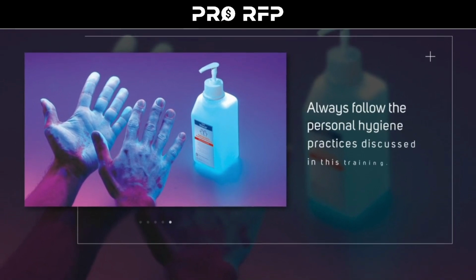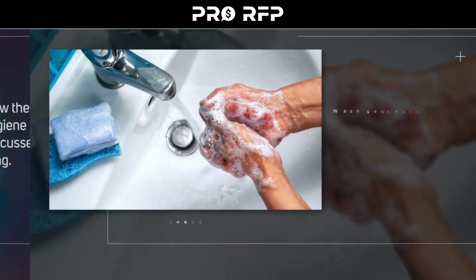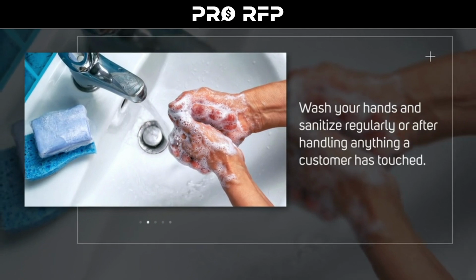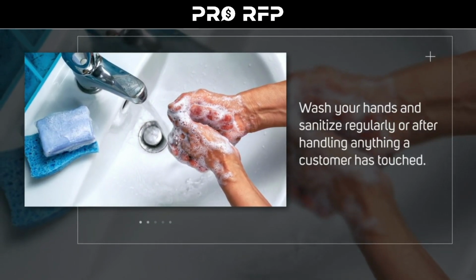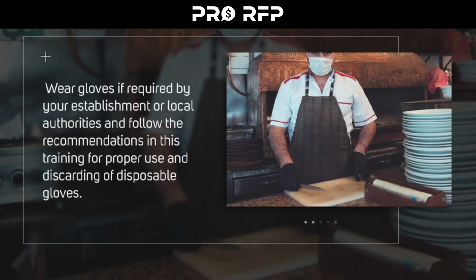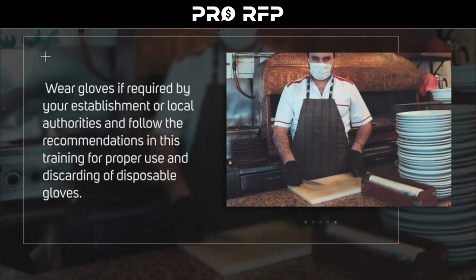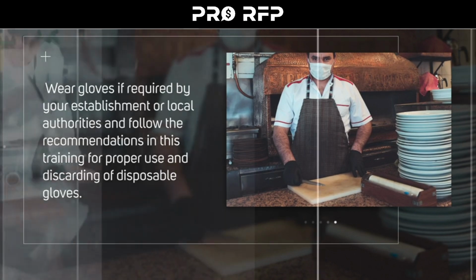Always follow the personal hygiene practices discussed in this training. Wash your hands and sanitize regularly or after handling anything a customer has touched. Wear gloves if required by your establishment or local authorities, and follow the recommendations in this training for proper use and discarding of disposable gloves.